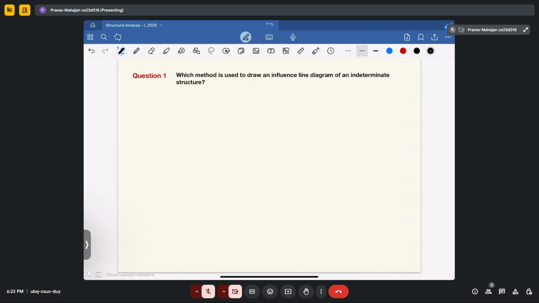So now let's solve some problems related to influence line diagram. So first question is, which method is used to draw the influence line diagram of an indeterminate structure? So I already told you that Muller Breslau principle is applicable to both determinate as well as indeterminate structures. So which method is it? It would be Muller Breslau principle.